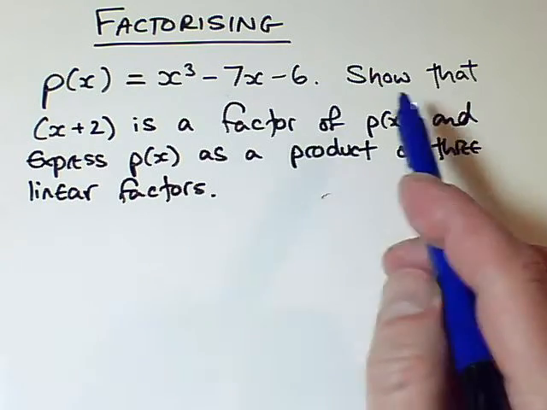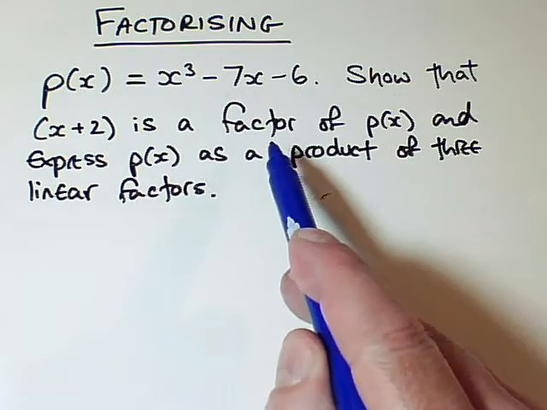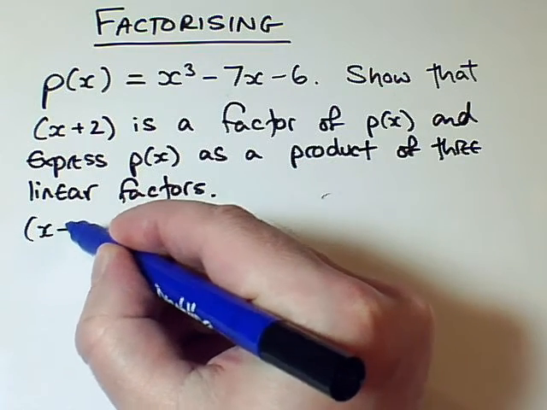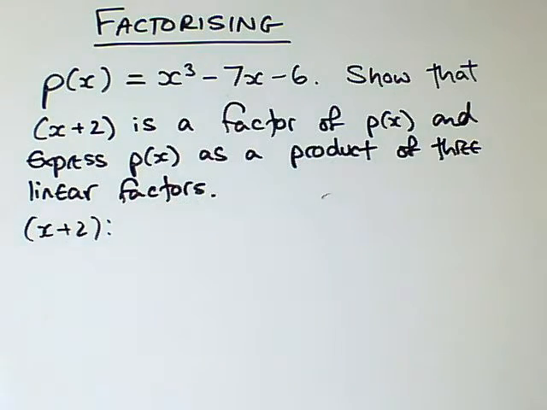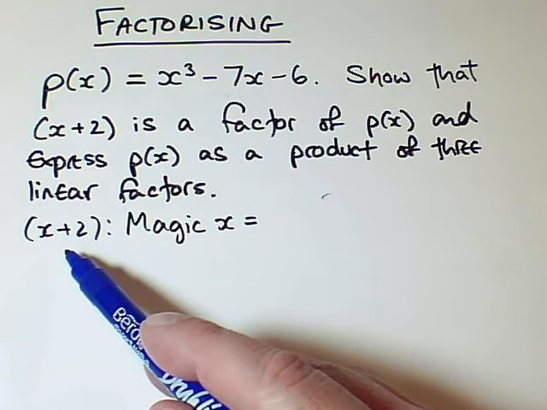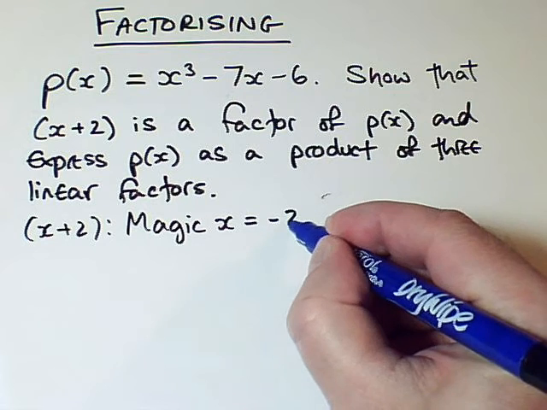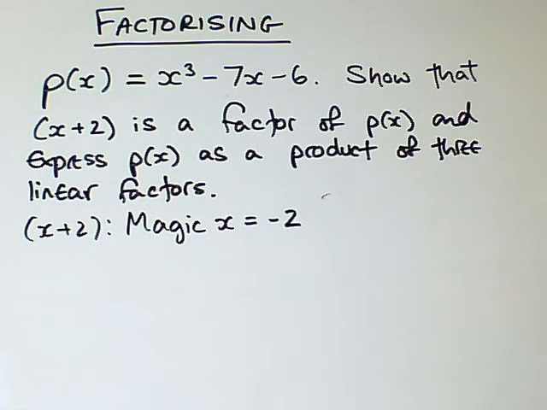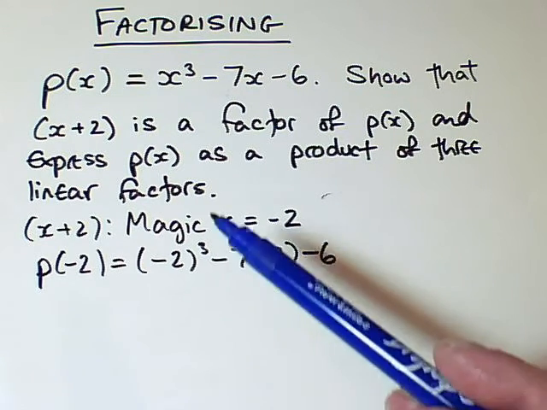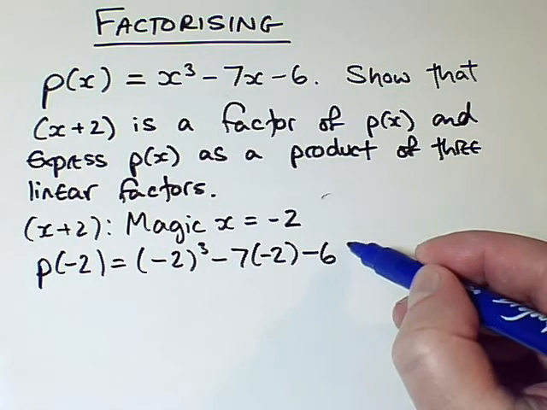But the first thing we've got to do is show that x plus 2 is a factor. So we think about x plus 2, and that leads us to the magic x, which is the value of x that makes the factor equal 0. So that's minus 2. So that's what I substitute in. So I put minus 2 in a bracket for all the x's, and I calculate it.